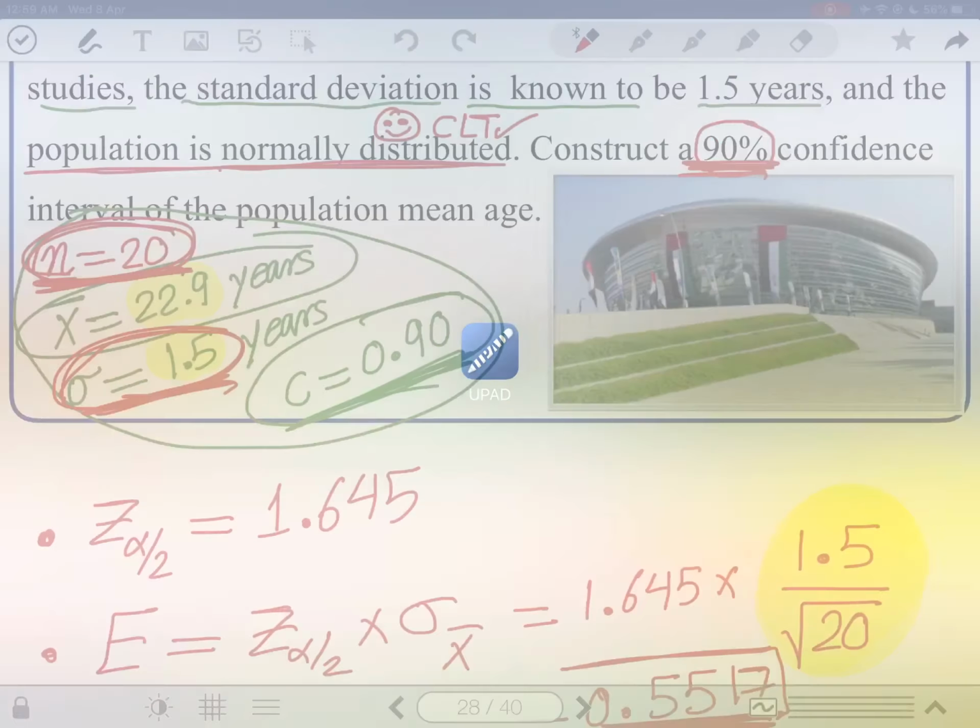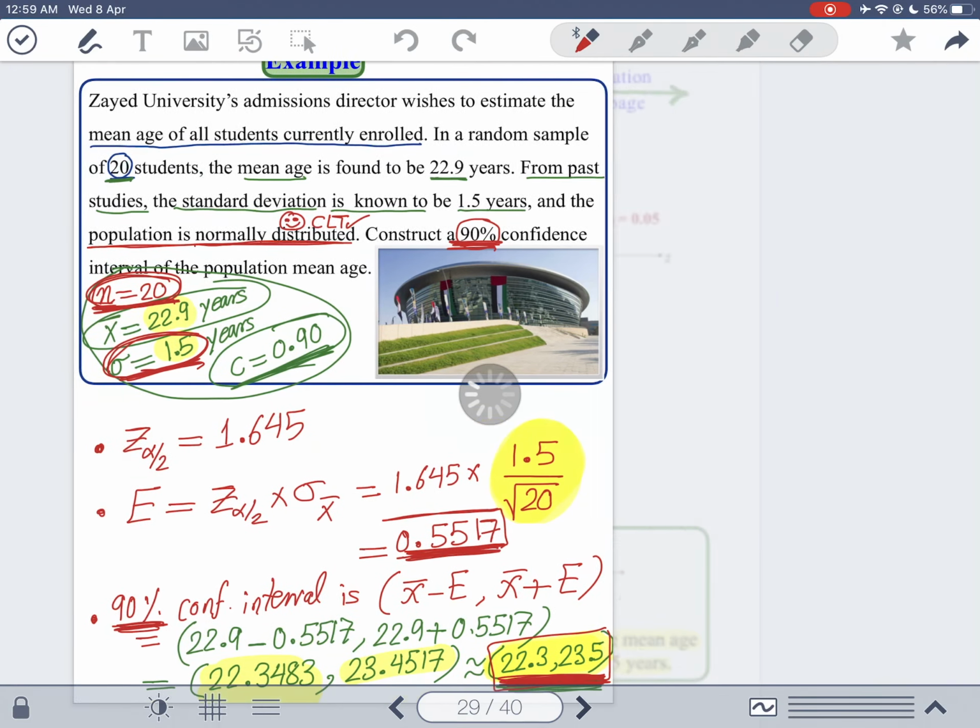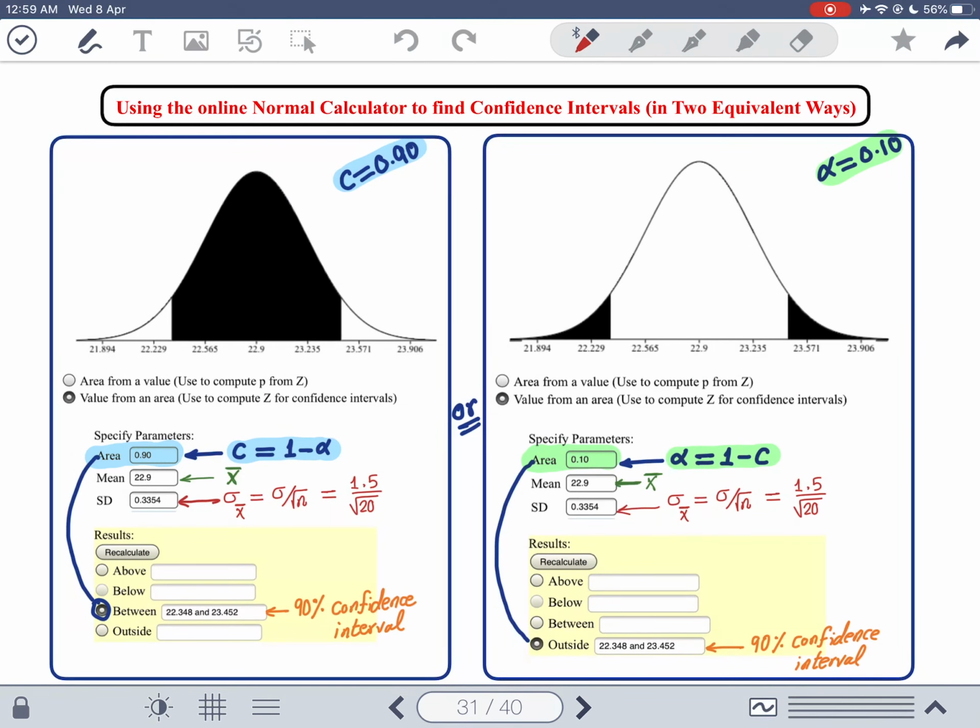I hope that you enjoyed this example. And after this, of course, I give it to you in both ways, whether you want to use confidence level or significance level. Okay, but remember, for significance level, you will put outside. For confidence level, you will put between. Just remember that. And how to compute sigma x bar, I explain it here also. Don't forget this.